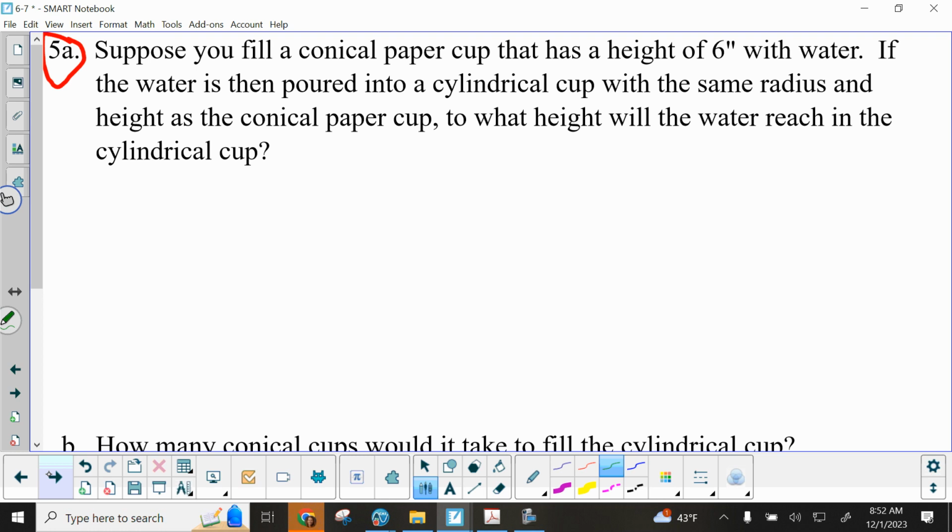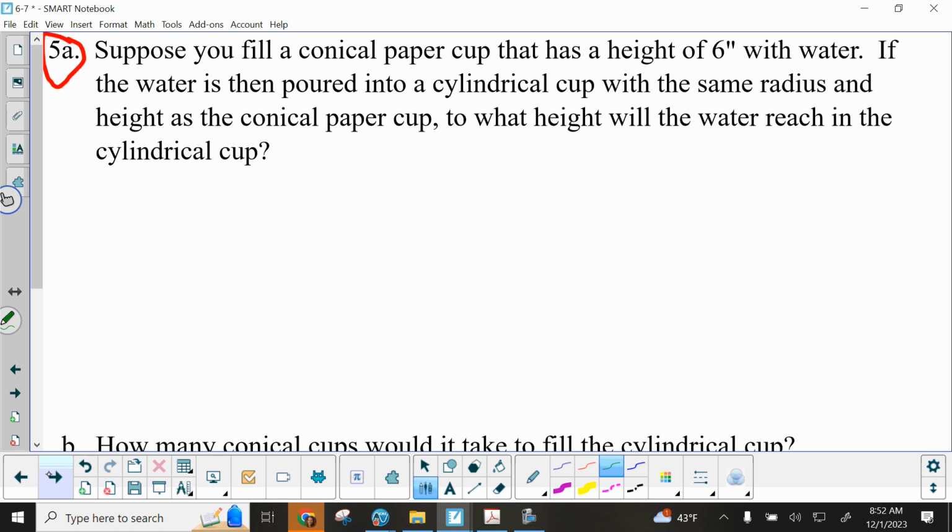Five. Suppose you fill a conical paper cup that has a height of 6 inches with water. If the water is then poured into a cylindrical cup with the same radius and height as the conical paper cup, to what height will the water reach in the cylindrical cup?